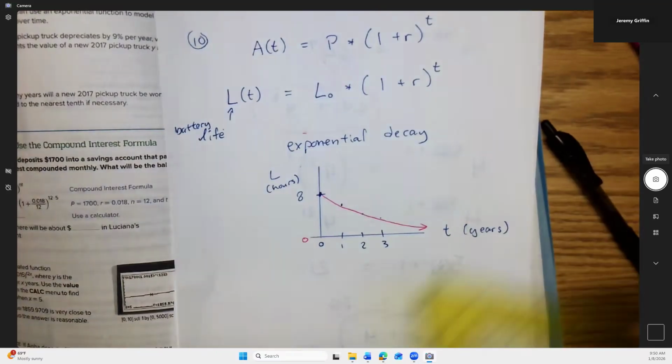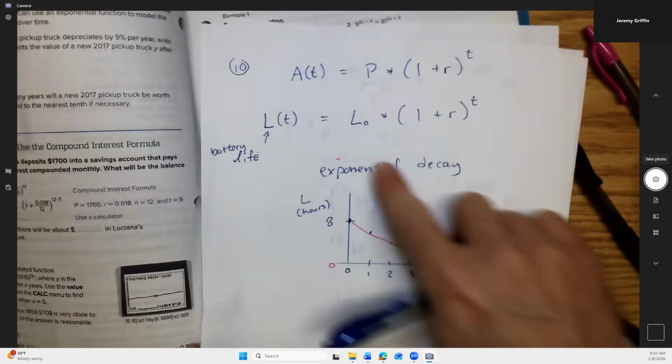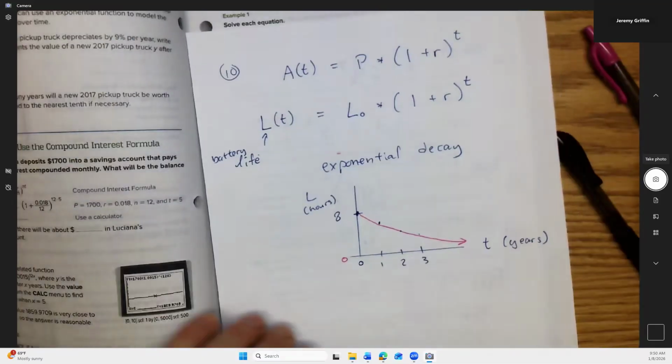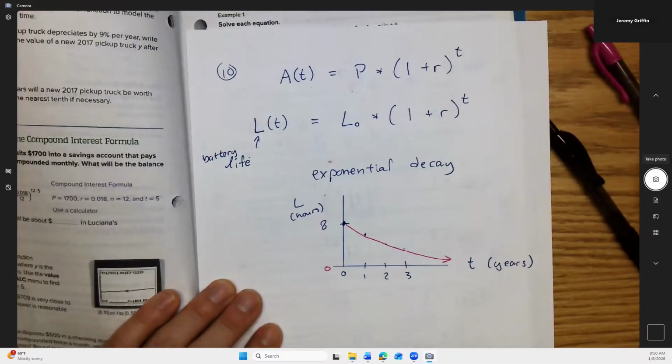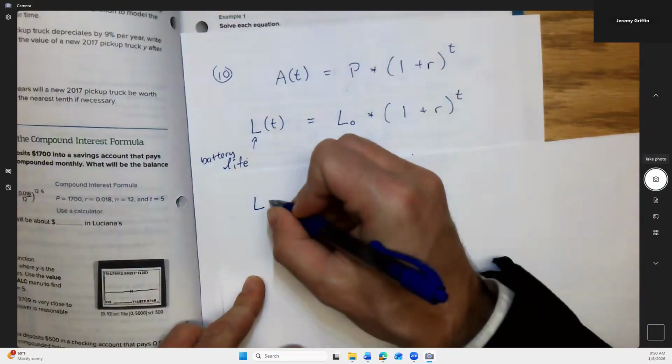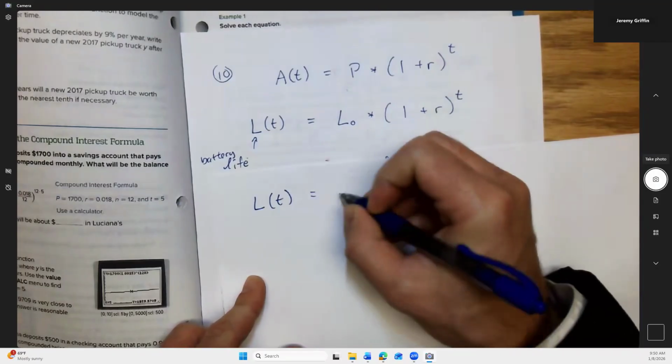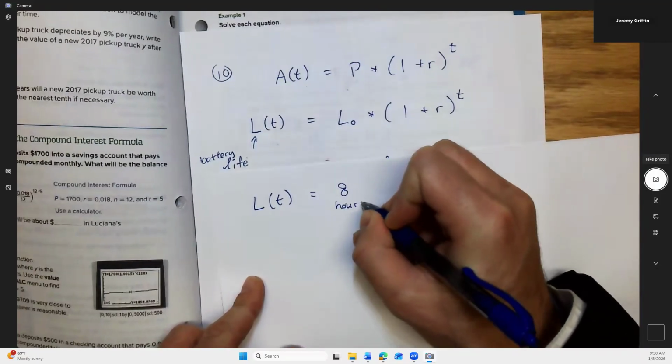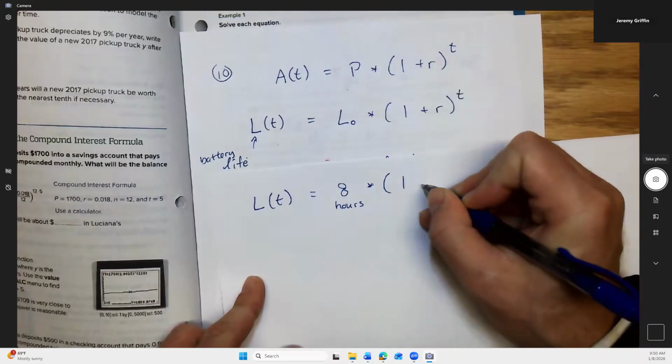All right, so let's plug some numbers into this. Are you guys with me so far on that premise? Okay. So the lifetime as a function of years past equals, we're going to start with 8 hours, multiply by 1 plus.